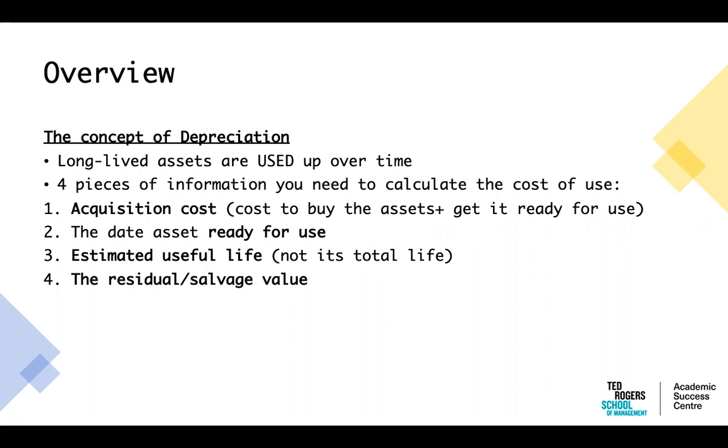It is important to recognize that it is not equal to the total life. The fourth and last thing is the estimated residual or salvage value. This is an estimate of how much money the business will get when it sells the asset at the end of its useful life. It could be zero if you cannot estimate it or if you think you won't likely sell it.